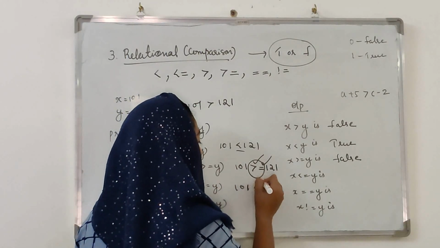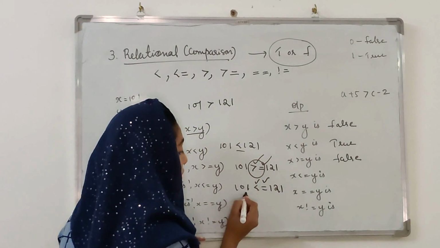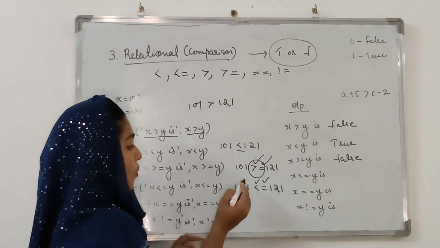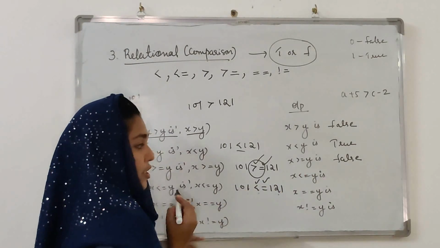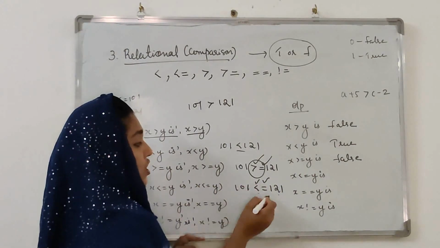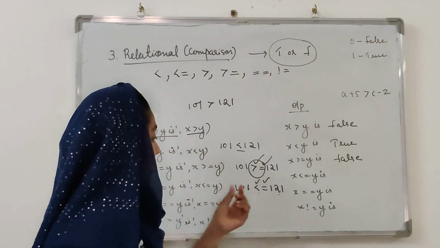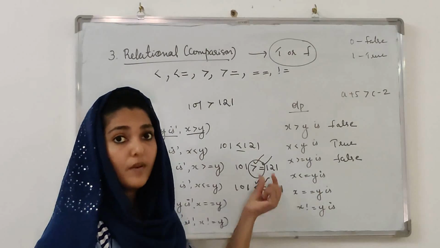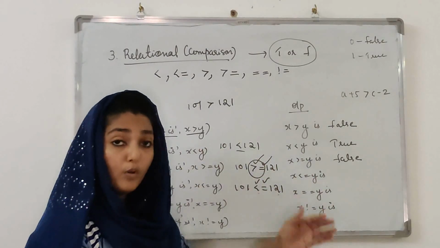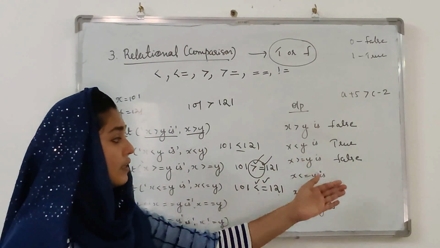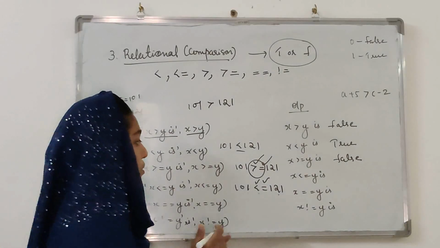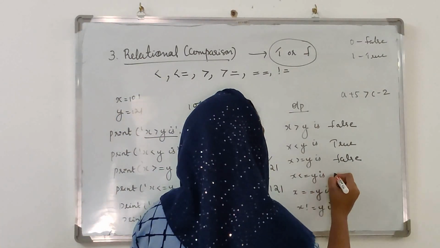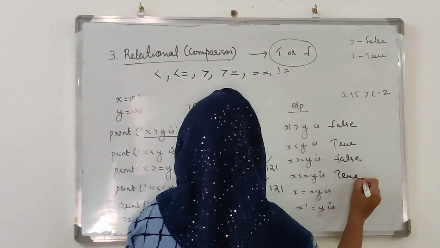Next is 101 less than or equal to 121. Here also we are checking two conditions. The first one is 101 less than 121. Is it correct or wrong? 101 is less than 121, which means this condition is satisfied. So in these two cases, if one of the conditions is satisfied, the output will be true. If both conditions are not satisfied, then only our output will be false. So in this case, the first condition is satisfied, so we can say that our output is true.